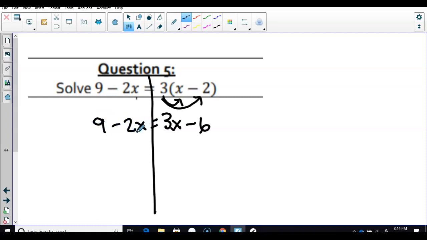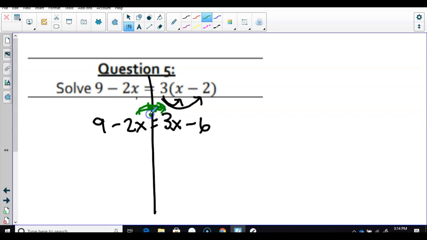And now what happens is because I have variables on both sides of the equal sign, I have a negative 2x and a 3x, I need to get those together. It doesn't matter which one. You could bring the 3x over to this side or the negative 2x over here. It doesn't matter. I'm going to bring the negative 2x to this right side over here.